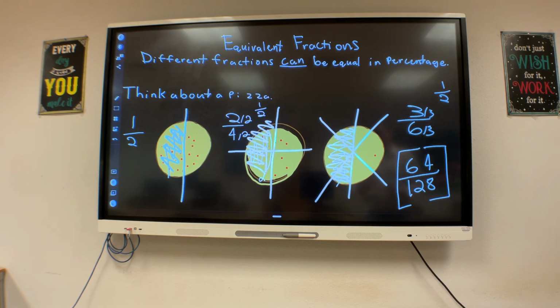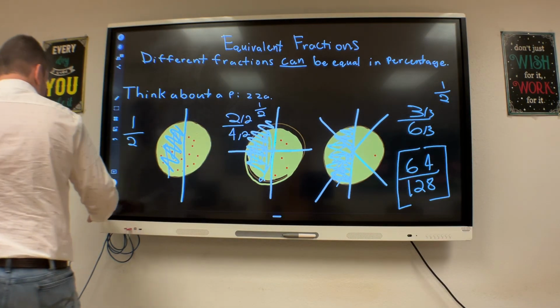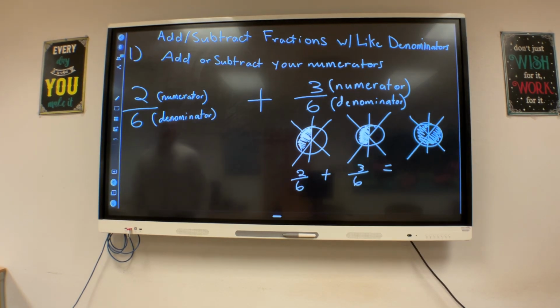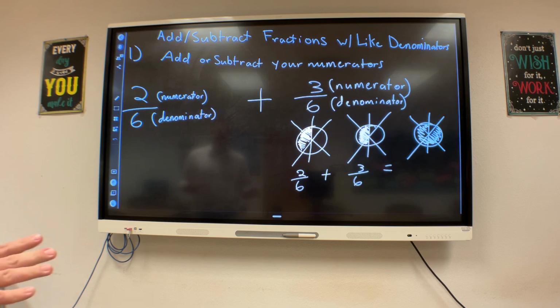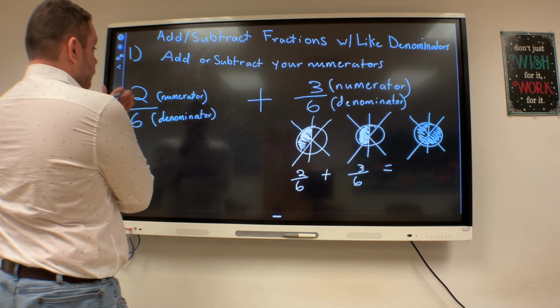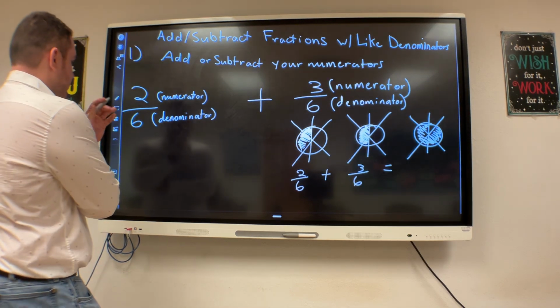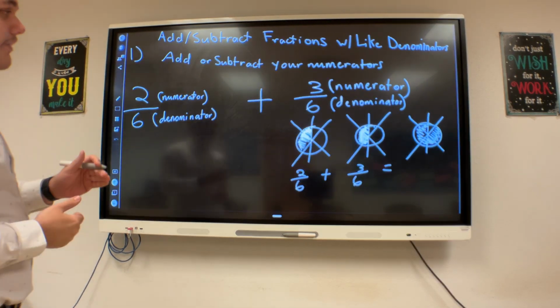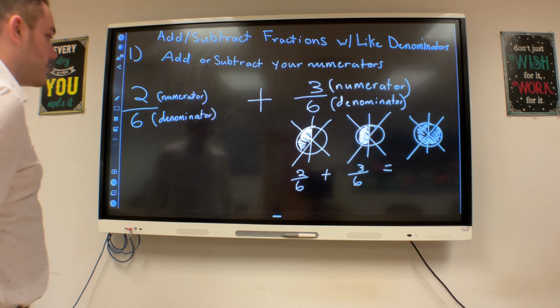So now that we understand it, let's talk about how to add and subtract and go a little bit deeper with them. And so like I said, we're gonna start off with the easy one with the like denominators. That's gonna be the easy one. All you do is just add or subtract your numerators.